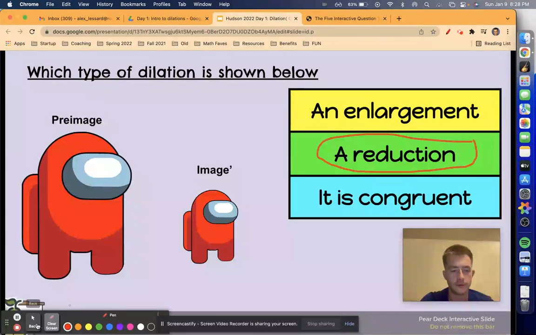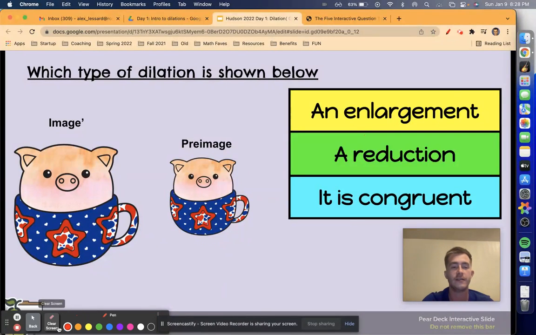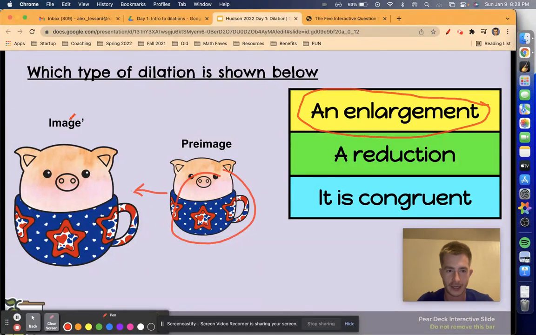Next one. This one, however, dang, I'm really bad with this eraser, my bad. So pre-image, notice that we flipped around the order here. It says image first and then pre-image. We always start with the pre-image, right? So pre-image looks smaller than the image, which means the image that we started with was small. We had to enlarge it for it to become bigger. So this little pig in the mug is now an enlargement because we started with this one and it got bigger to get to the image.